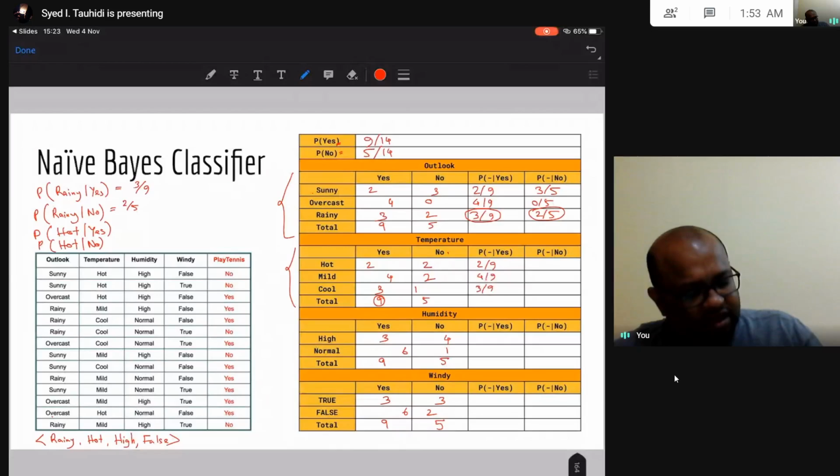Similarly, 2 out of 5 is the probability that the day was hot given that the person did not play tennis. 2 out of 5 is the probability that the day was mild given that the person did not play tennis, and 1 out of 5 is the probability that the day was cool given that the person did not play tennis. Alright, so this is what I have.